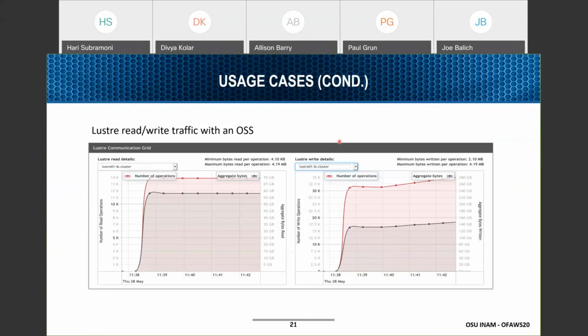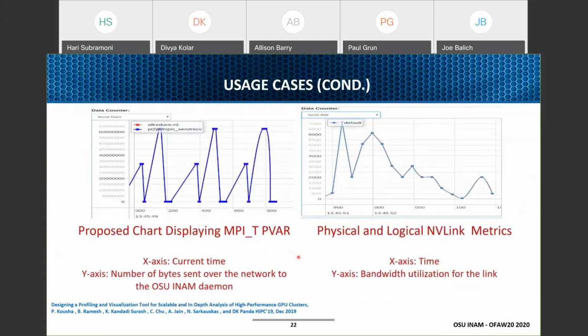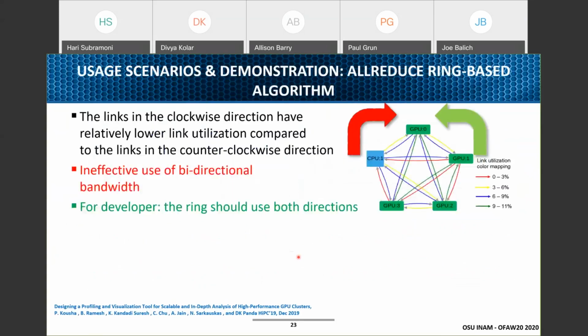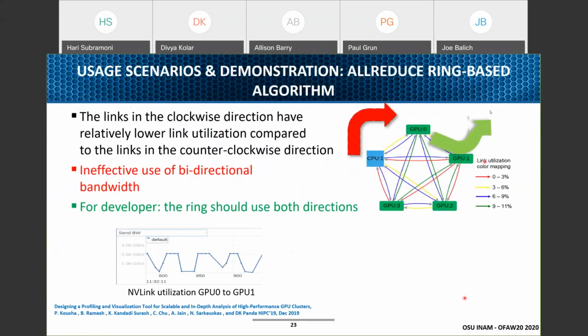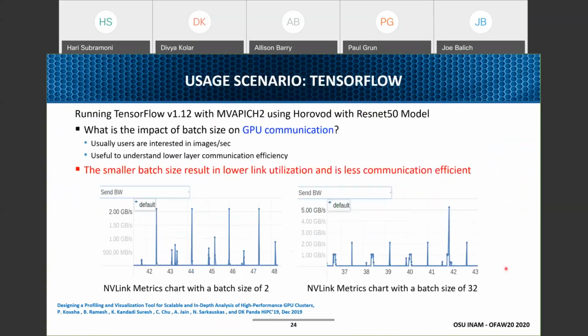I would like to go into this in a bit more detail, but unfortunately I am out of time, so I'll just quickly go over this. This slide shows how we collect information from GPUs and how the GPU link usage is colored depending on the utilization here.